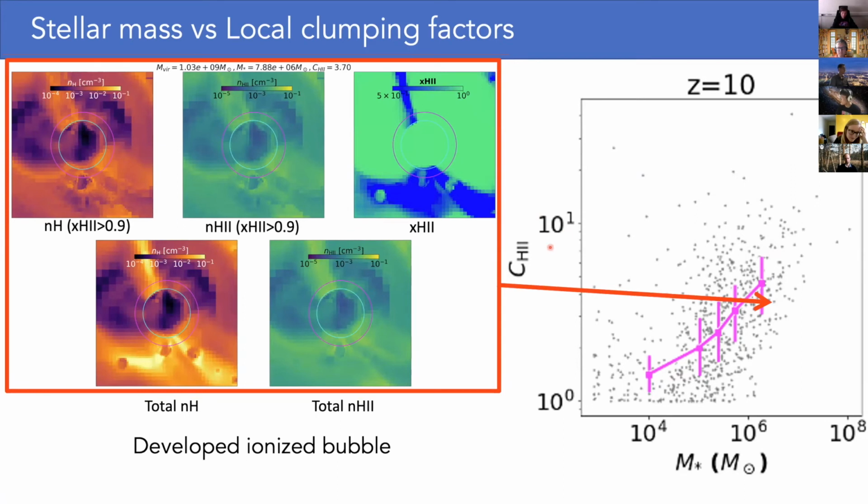This situation is common for massive galaxies or halos. They have already developed ionizing bubbles around them. So the low density region is ionized, while the filamentary structures remain neutral. So that's why there is no low clumping factor in the high mass regime.